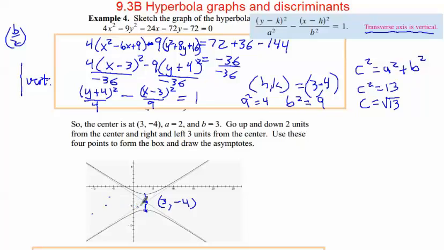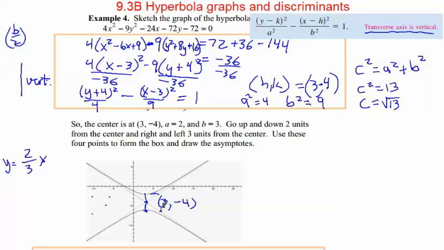And then we define the slope as 2/3. So it's y equals 2/3. And that's the slope of those. But it's centered at 3, -4, so we have to do everything relative to that. So we're just going to go up 2 and right and left 3 units from the center. And those will define the points on our asymptotes.